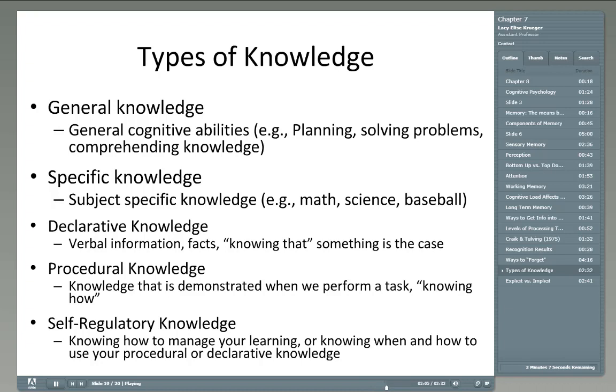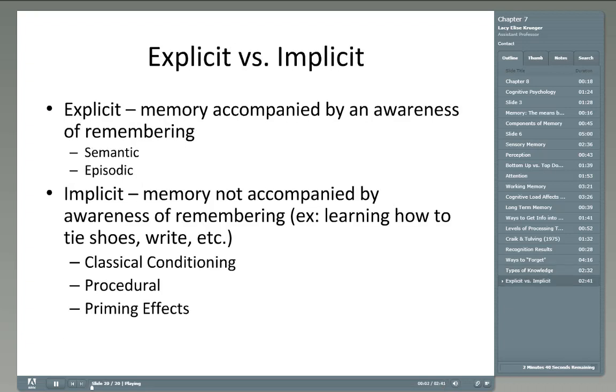And finally, there's self-regulatory knowledge, and this is knowing how to manage your learning or knowing when and how to use your procedural or declarative knowledge. This is more closely related to metacognition, and we'll be talking about metacognition in subsequent chapters. But we have these different forms of knowledge that, again, can aid in our learning of new information and also retrieving that information.